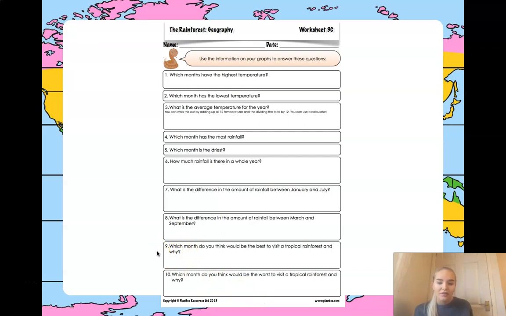Those are your 2 tasks for today. Don't forget to complete the graphs first of all, and I'm really looking forward to seeing what you have found out all about a tropical rainforest.